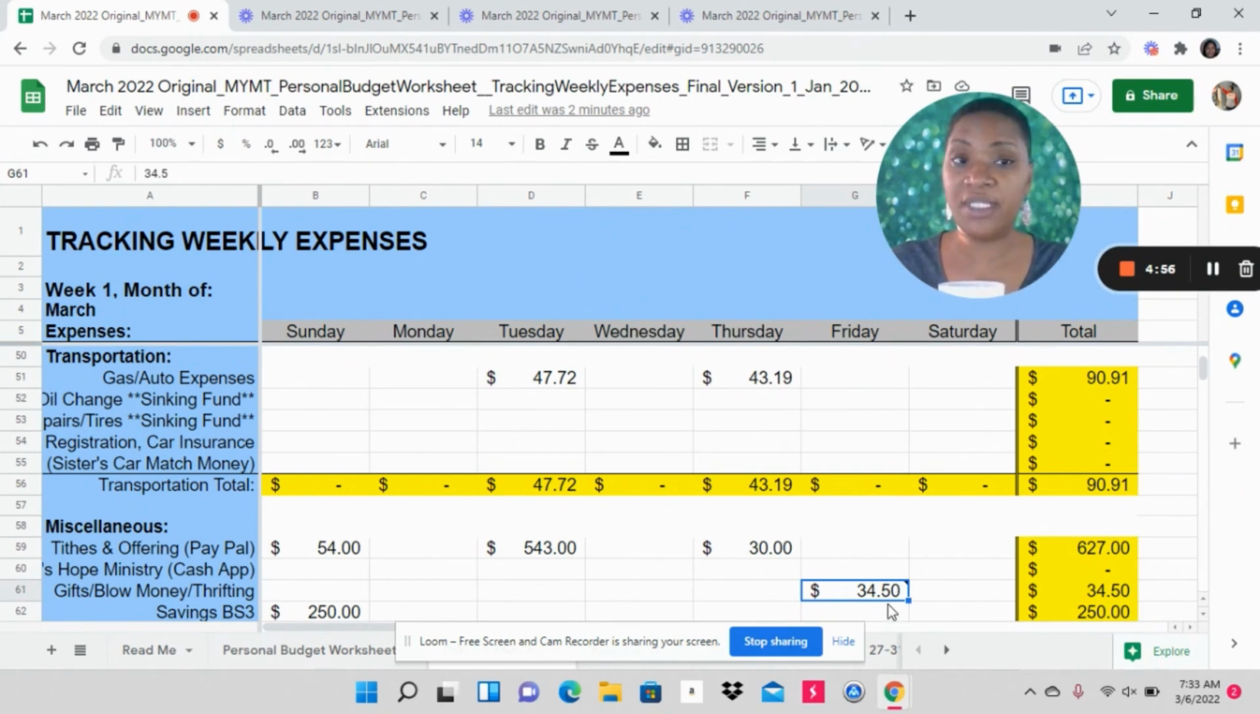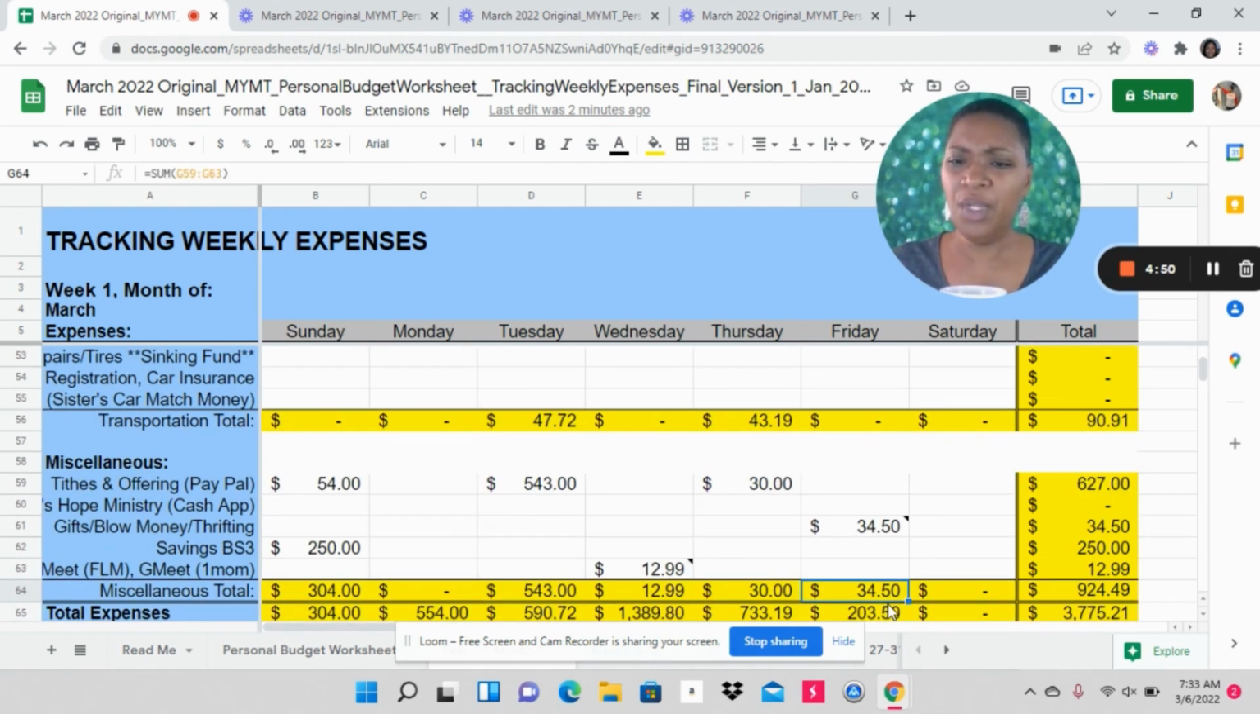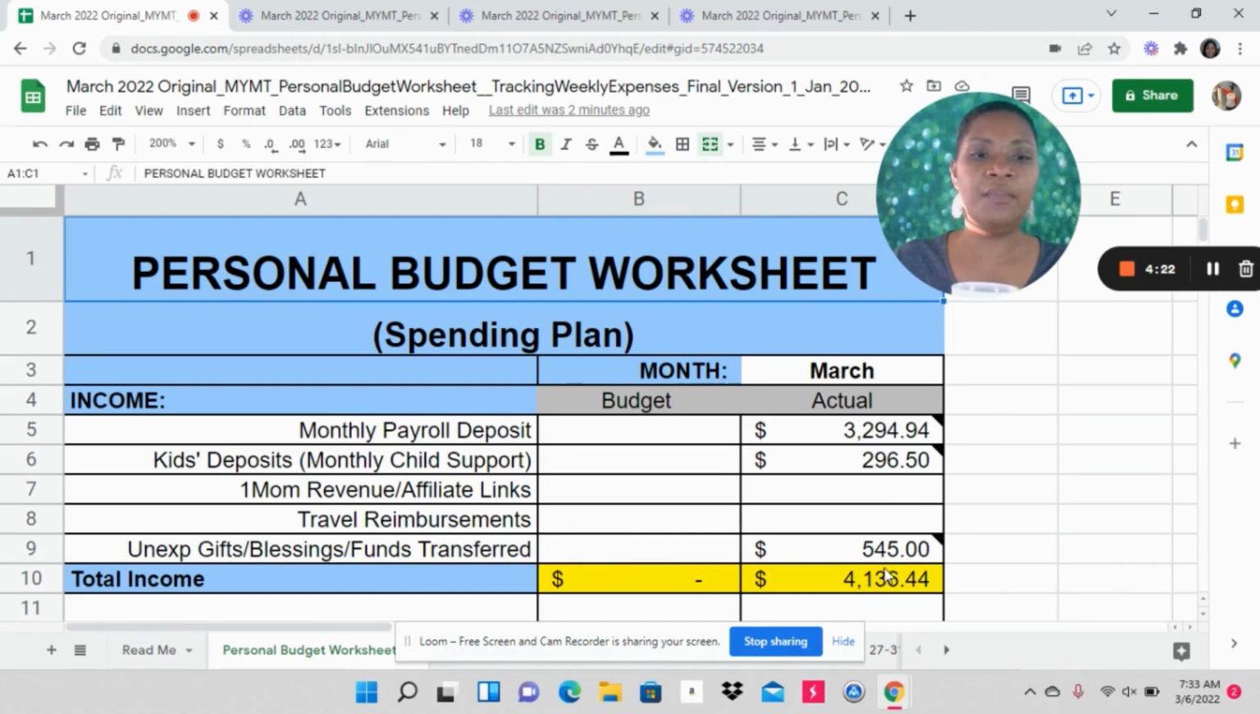I made a book purchase at school. So I got Jackson an art book, and I got a friend of mine, who has a preschool, a book, and her son a book. Baby Step 3 was 250 and then my Canva was $12.99. So that came out. So that was all of my weekly expenses, taking me back to my at a glance. My total income was $4,036.44.